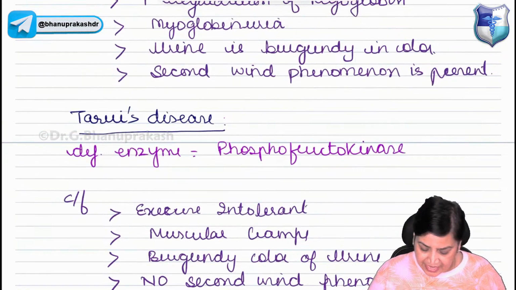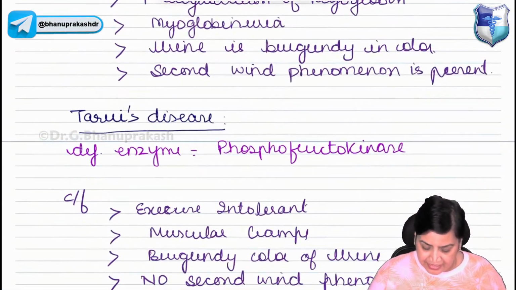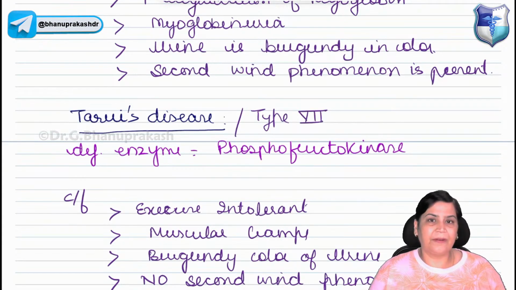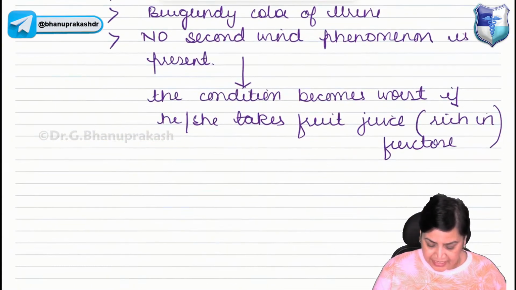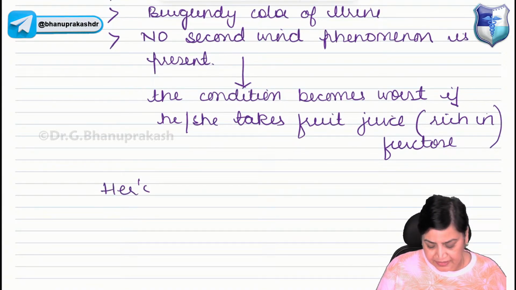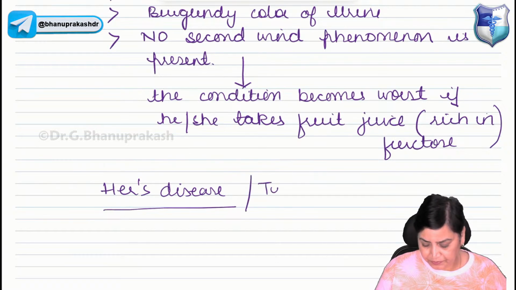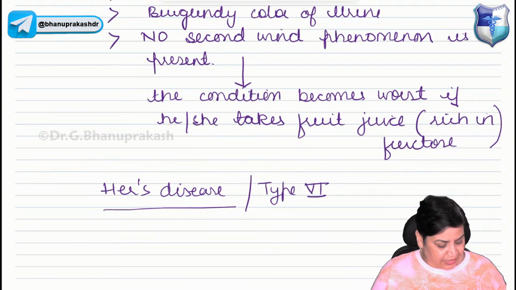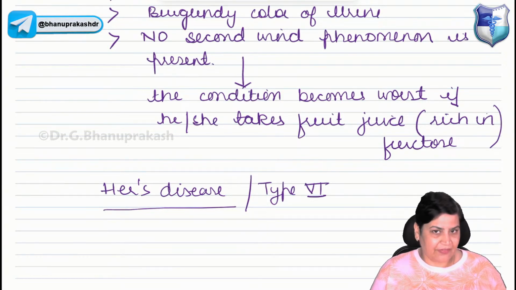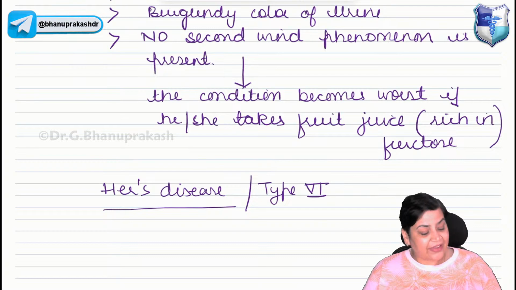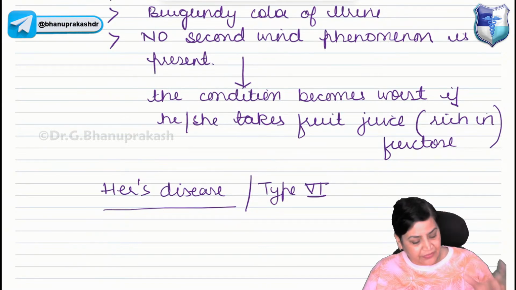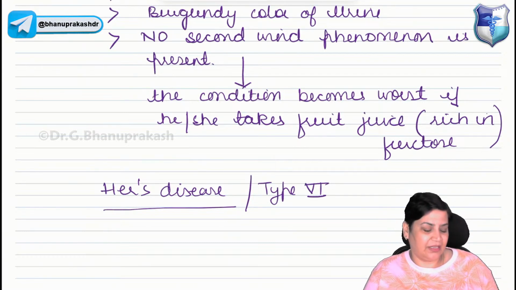Okay, see, this is type 5, this is type 7. Type 6, I'll just write it here, Her's disease is type 6. Getting my point, Sandeep? Yes. Tarui's is type 7. Why have I explained type 7 before type 6? Because I just wanted to differentiate between Tarui's and McArdle's.